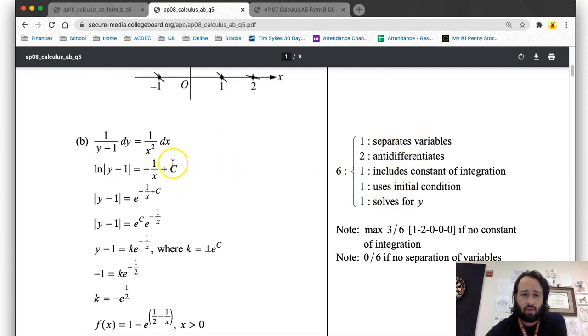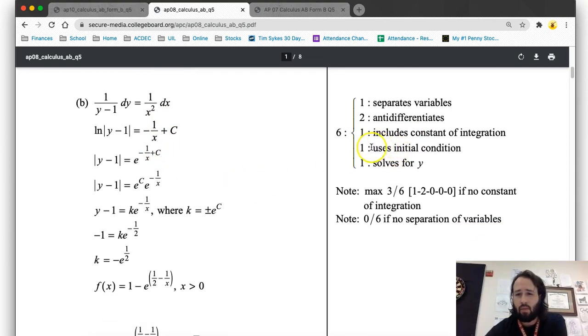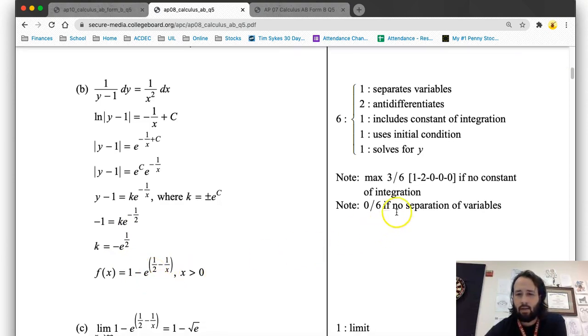Constant of integration is just that plus c. Uses the initial condition. So notice they did it exactly how I did it too, as far as doing the e to the c and solving for c later on in order to rewrite this. They rewrote it a little bit differently than I did, but it was still pretty close. 0 out of 6 if no separation of variables, 3 out of 6 if no constant of integration. So if you didn't include that plus c, you're max getting 3 points.